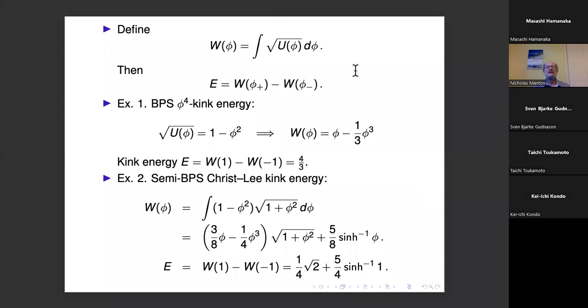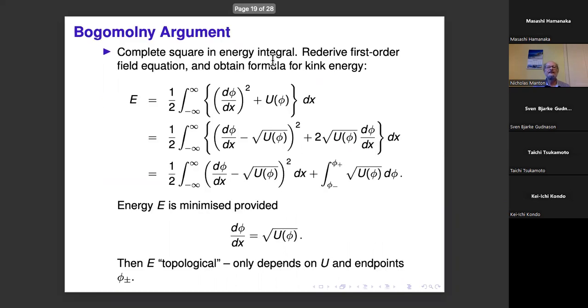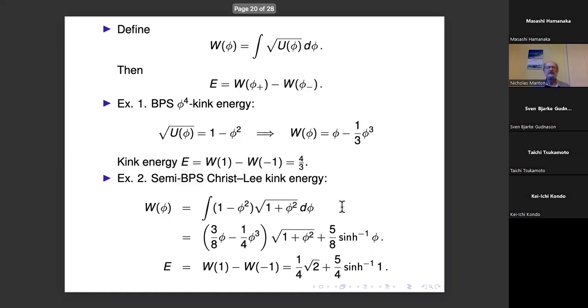Now, in order to do the calculation, we define a new function w to be the integral of the square root of u d phi, as an indefinite integral. But then you want to evaluate it between phi minus and phi plus. So you need to work out w at the endpoints, and the energy is the difference between the w function at the endpoints. So here are some examples.